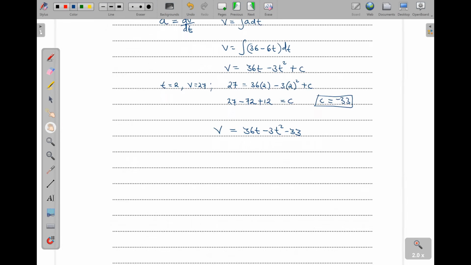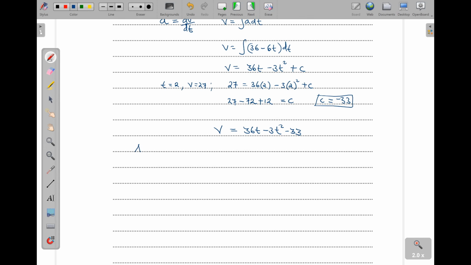Now at rest, v is equal to what? 0, like I said before. So at rest, v is equal to 0. So I'll get negative 3t squared plus the 36t, then minus 33 is equal to 0. I can divide all through by negative 3, or let me factorize it. Here I'll get t squared, then here minus 12t, and then here, I think it will be a plus since I've taken the minus outside. So this will be 11, is equal to 0.